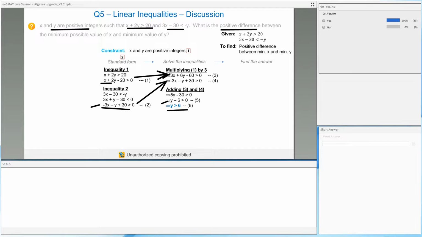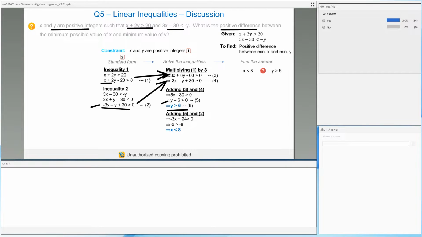Now why am I taking these two equations? The reason is simple. I have a minus y here and a plus y here, so minus y plus y will cancel out, plus 30 and minus 6 will give me plus 24, and I'll have minus 3x as it is. So when I add equations 5 and 2, I get minus 3x plus 24 is greater than 0, or minus 3x is greater than minus 24. Multiply both sides by minus 1, change the sign, to get x is less than 8. I hope there are no doubts here also.